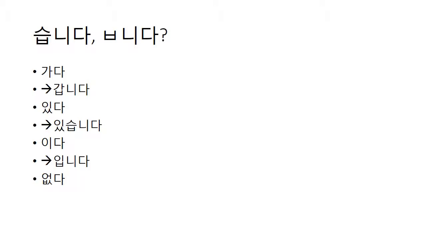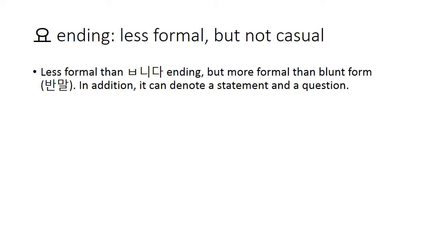Next, 없다. 자, again, the verb stem ends with a consonant, right? So you need 씁니다. So it becomes 없습니다. Now, this part is very simple. 자, your ending, on the other hand, is a little different. It's less formal, but it's not too casual either. So it's also present tense, and it means statement, but it can be a question too, depending on the intonation.